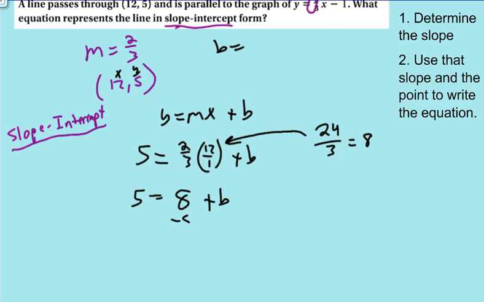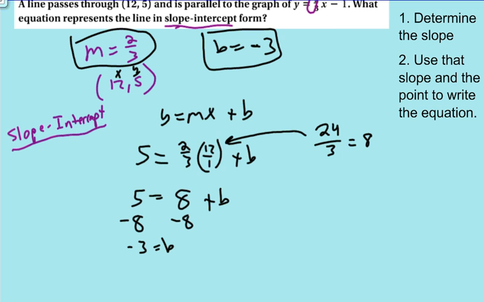And to solve for b, we're going to do our one step, subtract 8. So negative 3 equals b. So b is negative 3. Now we have the two things we need, the b and the m. Put it all together. Y equals 2/3 x plus 8.